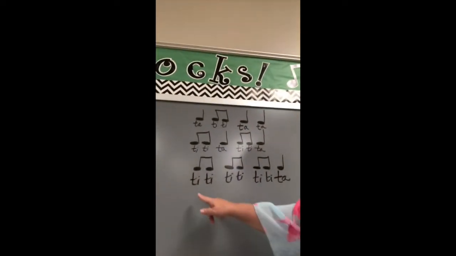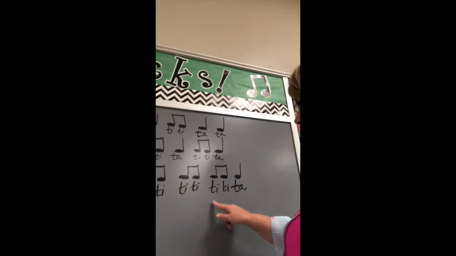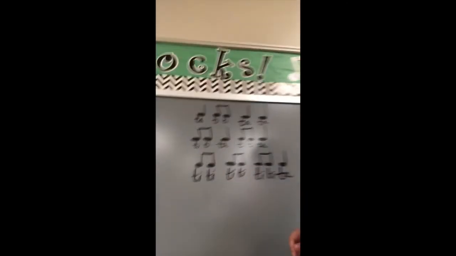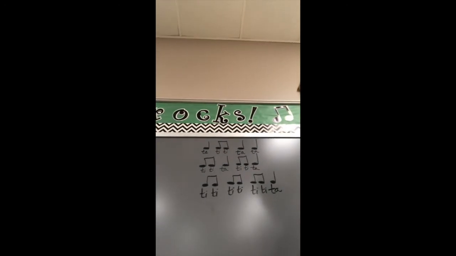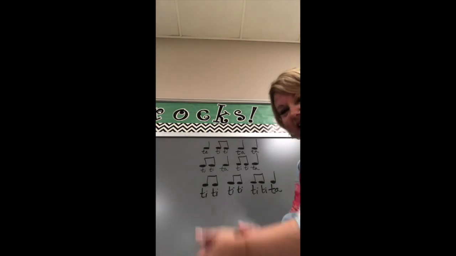Okay, you want to try to say it with me? Let's try it. Here we go. Teep, teep, teep, teep, teep, teep, ta. Very nice. All right, I'm going to put my phone down and let's see if we can clap it. All right, are you ready? Here we go. Teep, teep, teep, teep, teep, teep, ta. Good. Can you try it with me? Here we go. Teep, teep, teep, teep, teep, teep, ta.